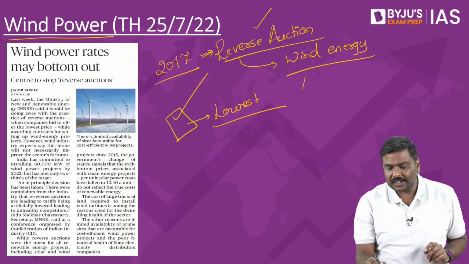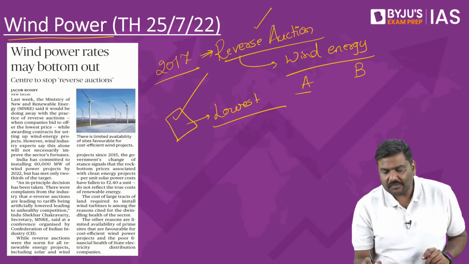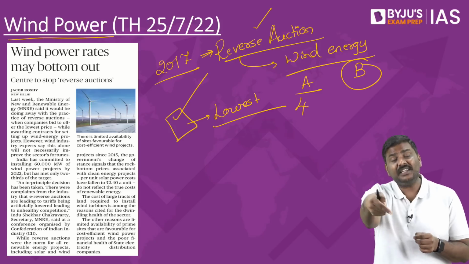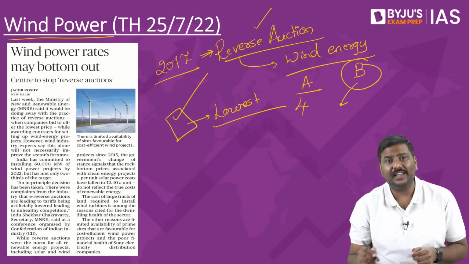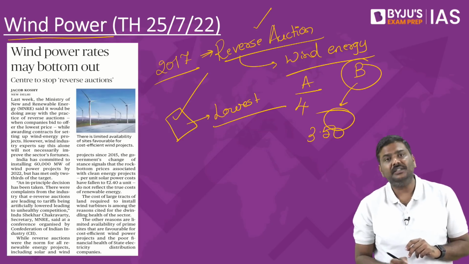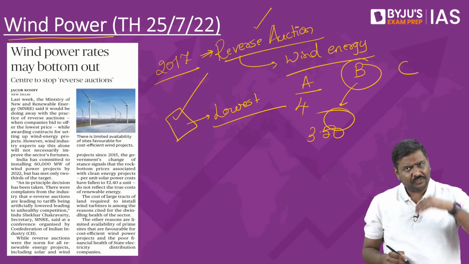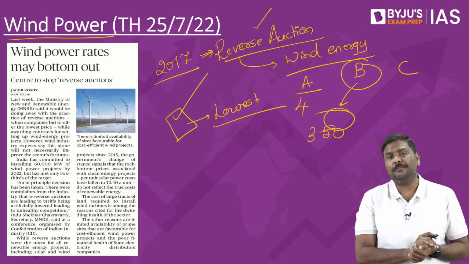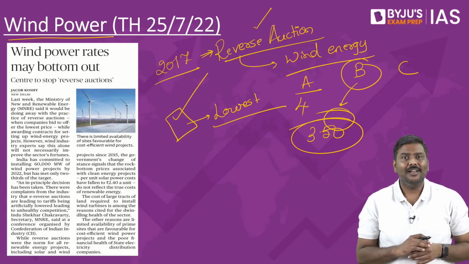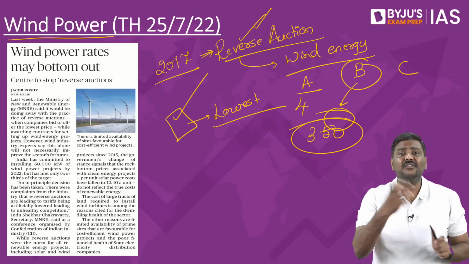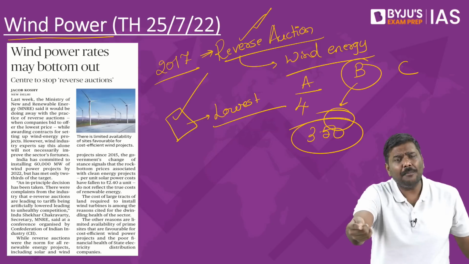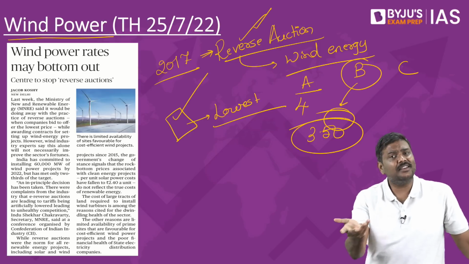For example, imagine there are two companies, A and B. A says, I will sell it at, let's say, 4 rupees per unit. B, if they want to be considered for this project, has to offer electricity at lower than 4 rupees, let's say 3 rupees 50 paise per unit. And if there is one more company that wants to be considered, they will have to offer electricity at lower than 3 rupees 50 paise per unit. This is basically how the e-reverse auctioning process takes place. And the government has been using this to promote competition and to purchase electricity at lower cost.